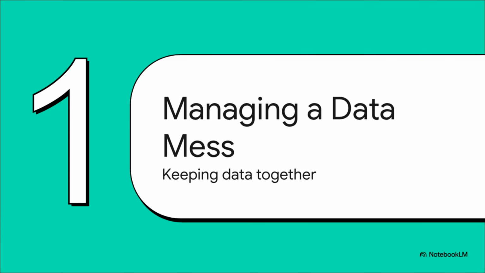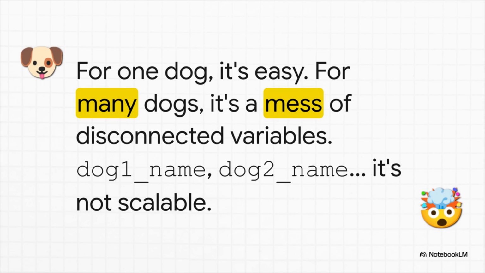Look. Every single programmer, and I mean every programmer, eventually hits this wall. You're trying to keep track of related bits of info, and your code just starts to explode into chaos. Just imagine you're writing a little program to track dogs. For one dog, Fido, it's easy enough, right? A variable for his name, a list for his tricks. But what happens when you get another dog, Buddy? Now you've got dog 2 name and dog 2 tricks, and a third, and a hundredth? You see where this is going? It's a nightmare of disconnected variables, a total mess, and it becomes basically impossible to manage.